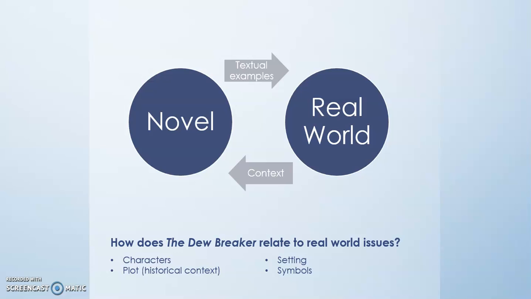come from when we take a look at the novel itself, The Dew Breaker. So the first thing you're going to be doing is taking textual examples from the novel and thinking about what sort of messages and themes are present in this book. What's the author trying to say when she is recounting the plot and characters and other things here? So you'll see related on the bottom: characters, plot line, setting, symbols throughout the book as well.